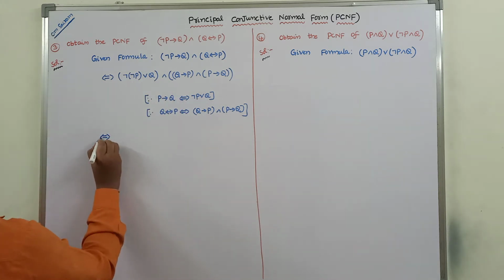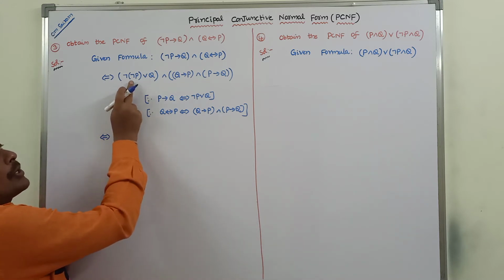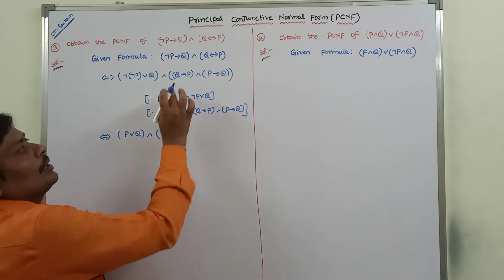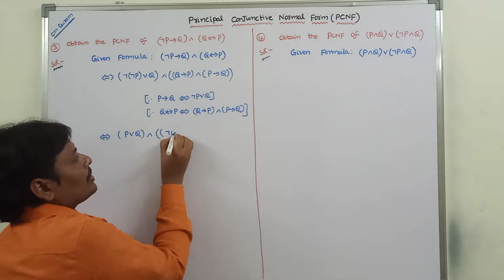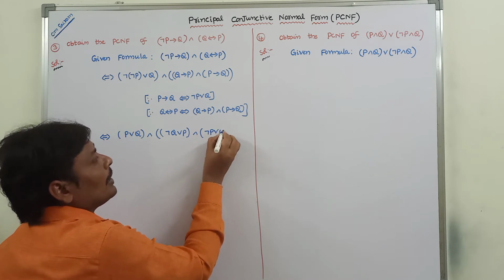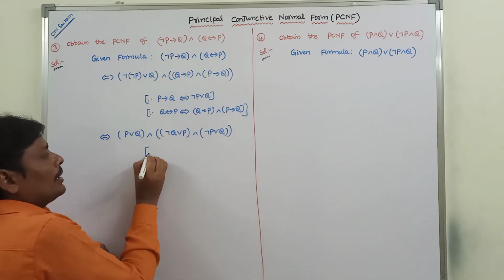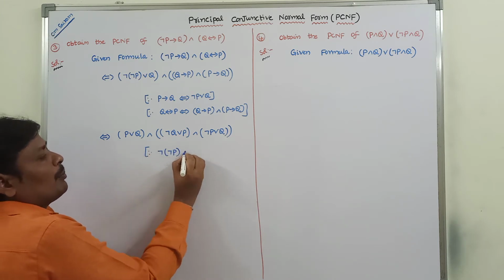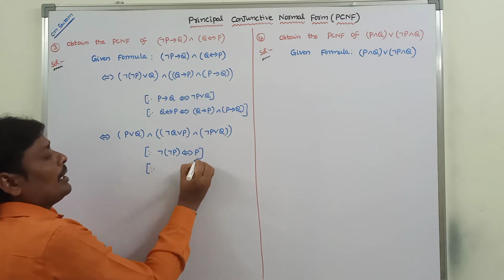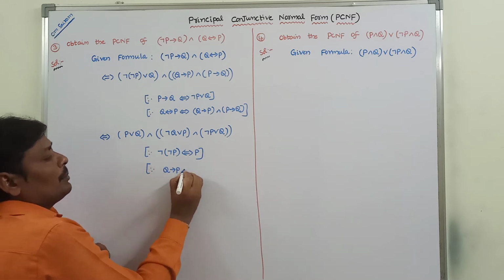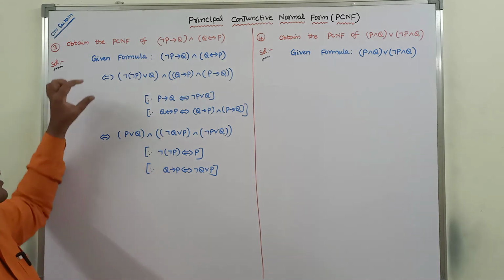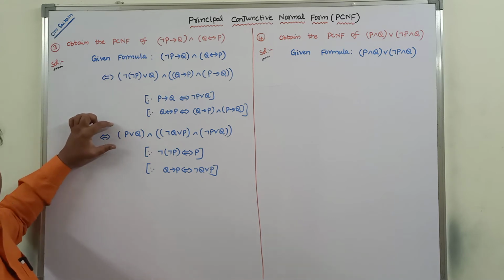Next. We already know that negation of negation P is nothing but P, so P or Q, and Q conditional P can be written as negation Q or P, and P conditional Q can be written as negation P or Q. The formulas we are using: negation of negation P is logically equivalent to P, and Q conditional P can be written as negation Q or P. By using these formulas, the above formula can be converted into this form.